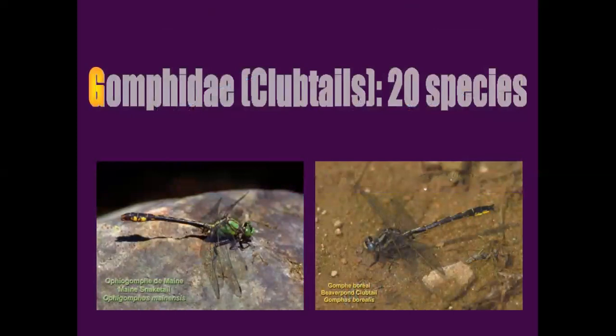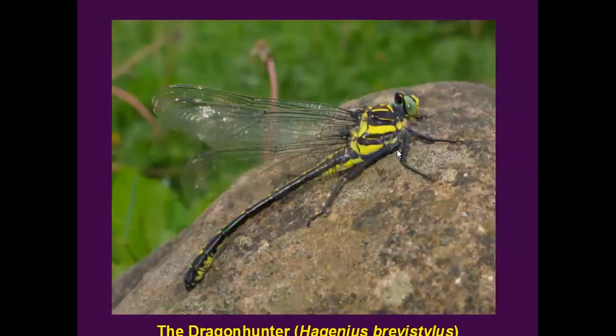So the clubtails are a large group of dragon species, many of which are uncommon to rare, and it includes some of our rarest species, including the pygmy snaketail, which we'll talk about shortly. One thing to mention about clubtails, it contains our largest species, the dragon hunter, and most clubtails, their eyes do not meet on top of the head. Is there a question? No? Okay.